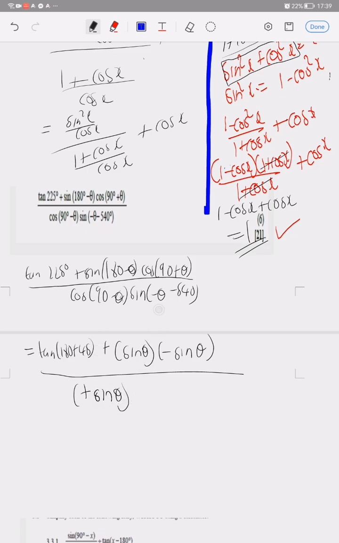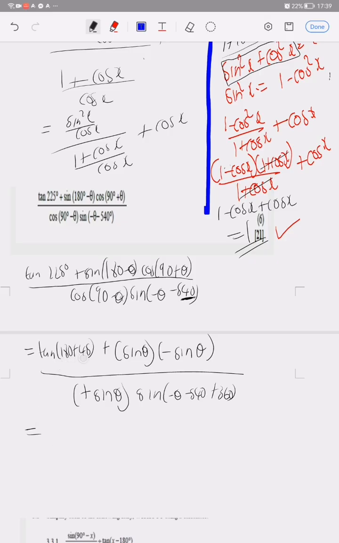Now we have a reduction of a negative angle. What do we do? Remember, when it's a negative angle, we add 360. So it's going to be sine of negative theta minus 540 plus 360. Oh, this is negative theta, sorry. So we can simplify this one.